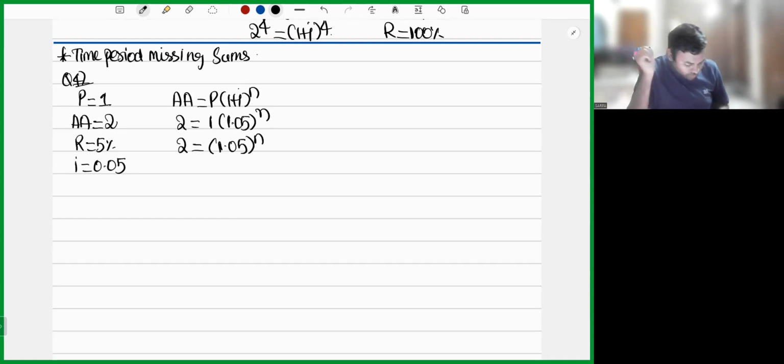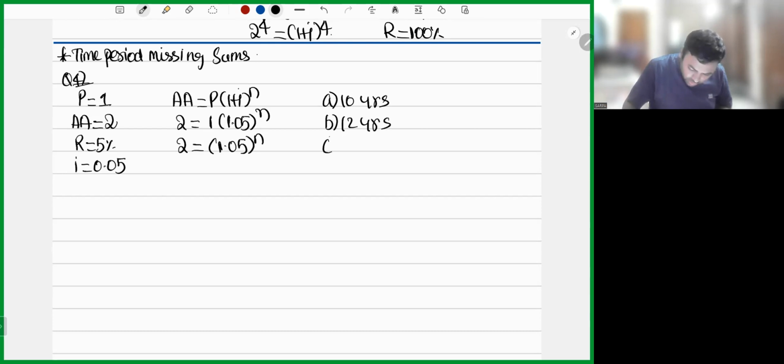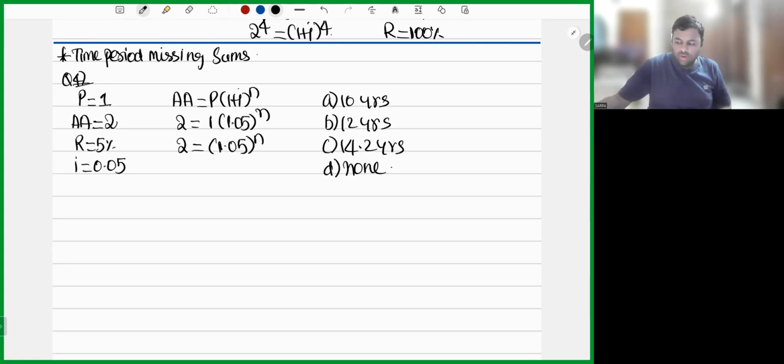If you see, my dear friends, option A is given as 10 years, option B is given as 12 years, option C is given as 14.2 years, and option D is given as none. Now, first, let us try to do option verification. Simply, take a calculator in your hand and take 1.05 into 1.